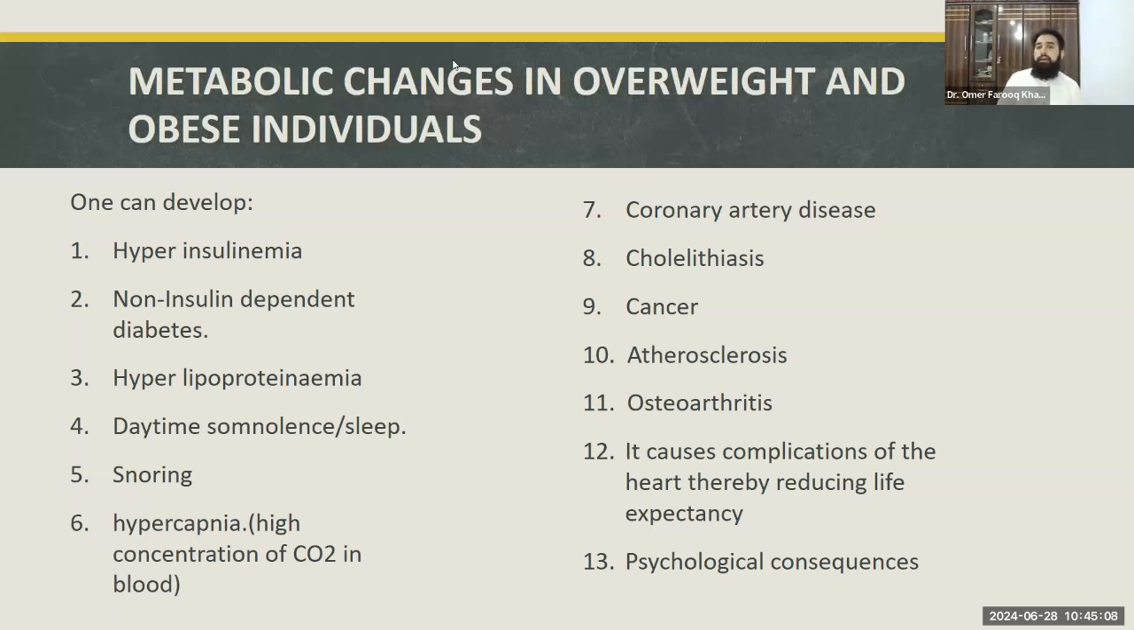That problem is called age-related joint degeneration with inflammation, and it is called osteoarthritis. It also causes complications of the heart, thereby reducing life expectancy. Then there are psychological consequences as well. Obese patients become depressed as well, because many times people also get amused by teasing such people.